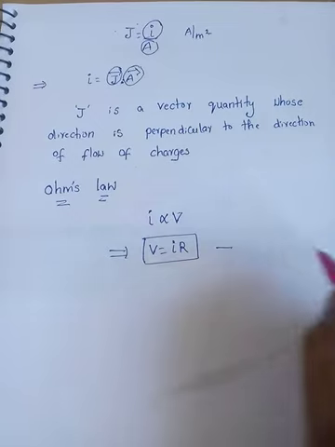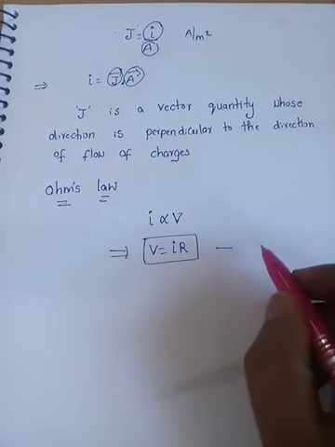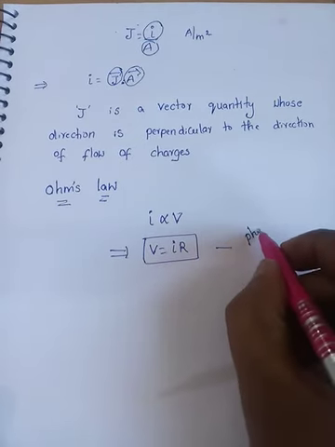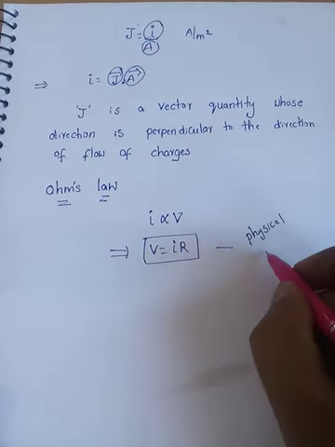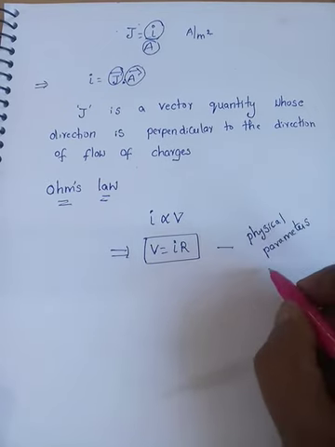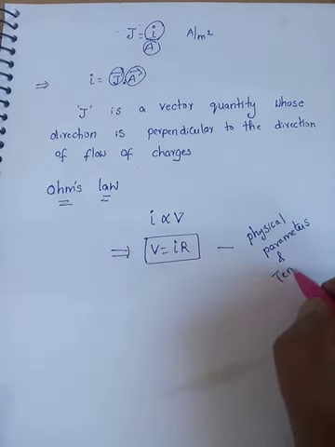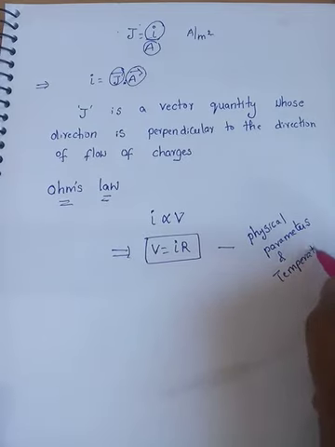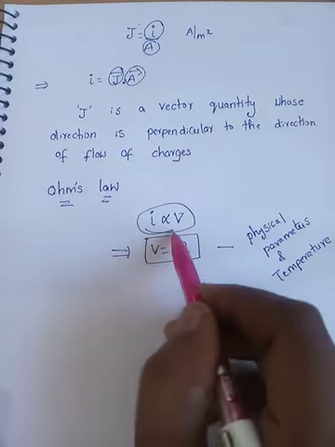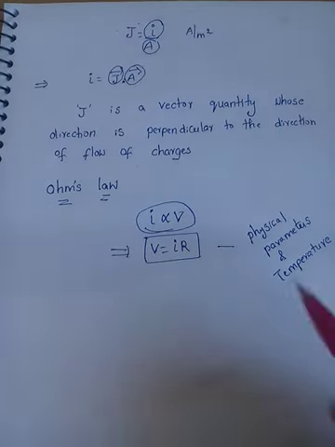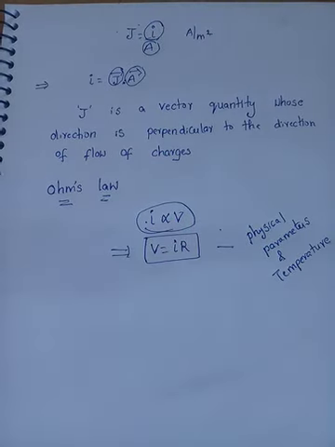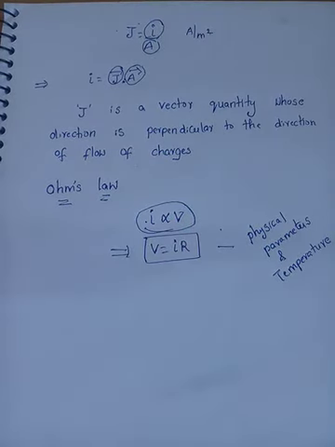So here we have to take two conditions. Two things should remain the same. What are the two things? One is physical parameters, meaning the length and breadth of the material should not change, and the other is temperature. If we keep these two constant for any substance, then this law is valid. That law is what? The current flowing through a conductor is directly proportional to the potential difference applied across the ends of the conductor.